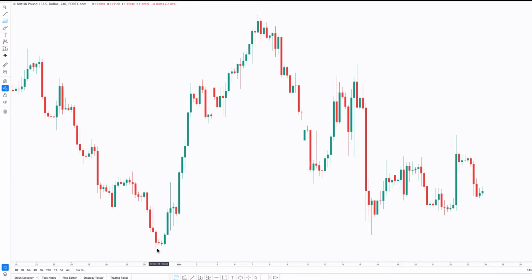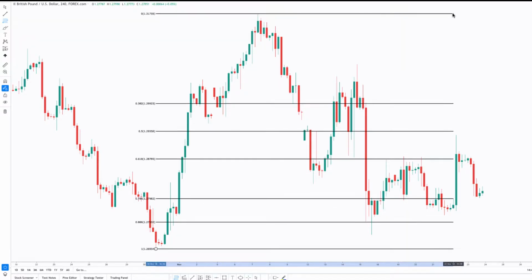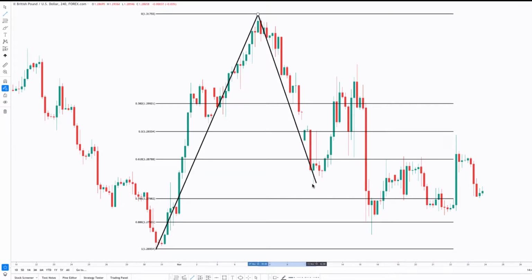Then we're going to draw in our first retracement. We're looking for the 61.8%, and we can't touch the 78.6 as per the rules of the Gartley pattern. As soon as we hit the 61.8, we can draw in our X to A. Then we have our A to B.